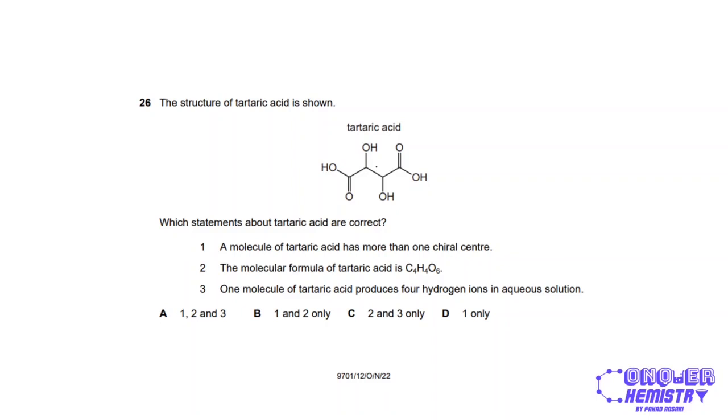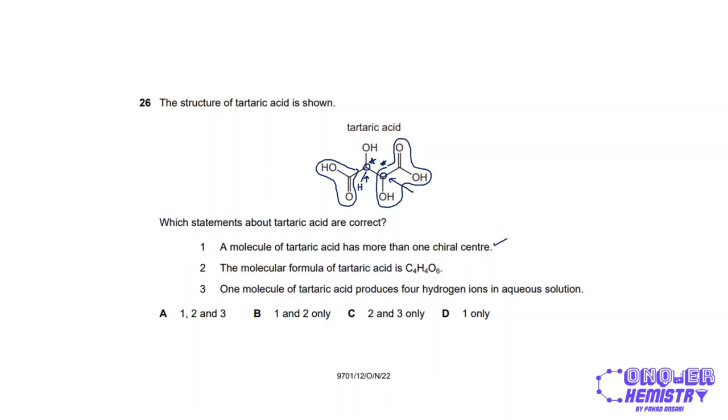So over here, we can consider these two carbon atoms, because they're not involved in any double bonds. Now this carbon atom over here is bonded to an OH, a hydrogen, a carboxylic acid group, and it is also bonded to a CHOH CO2H group, which is different from all the other three groups, and so this is going to be chiral. And a similar situation for this other carbon atom, so this is also going to be chiral. So yes, a molecule of tartaric acid does indeed have more than one chiral center.